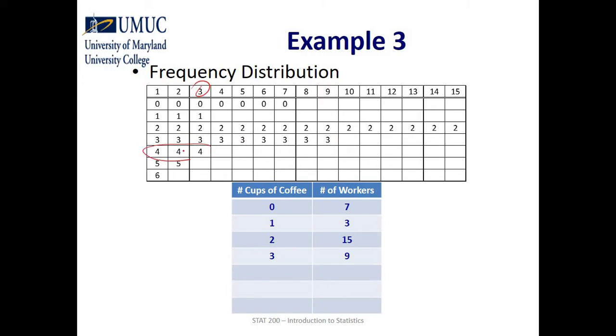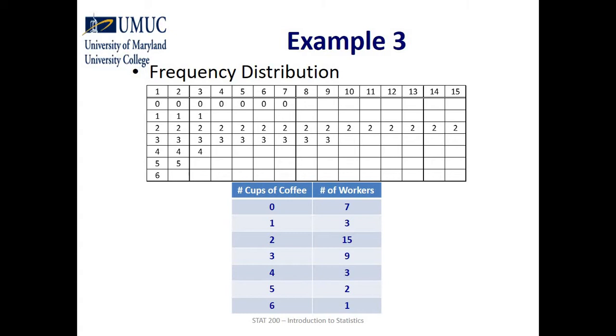3 people drank 4 cups of coffee. 2 people drank 5 cups of coffee. And then 1 person drank 6 cups of coffee and spent a lot of time going back and forth to the bathroom. All right. So there is our frequency distribution.